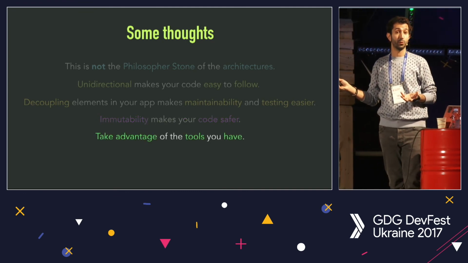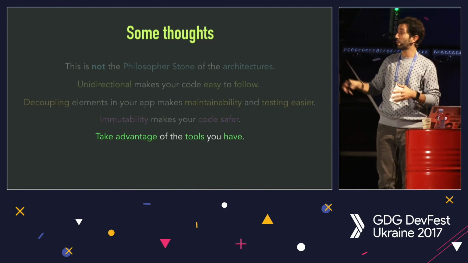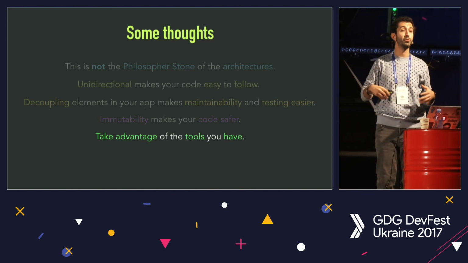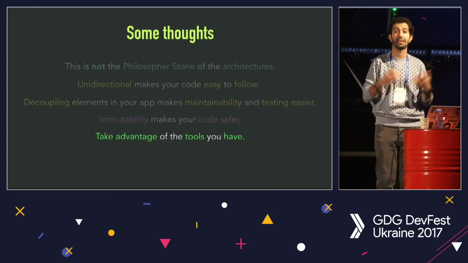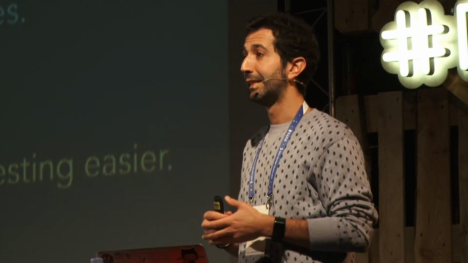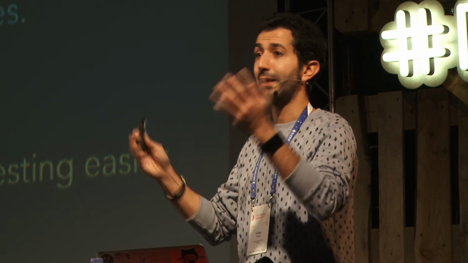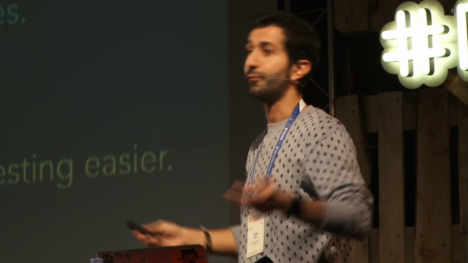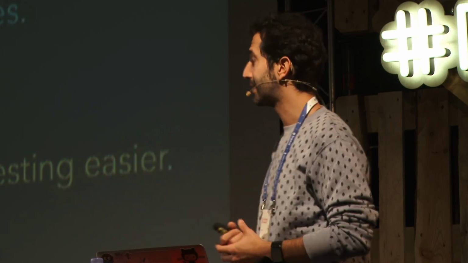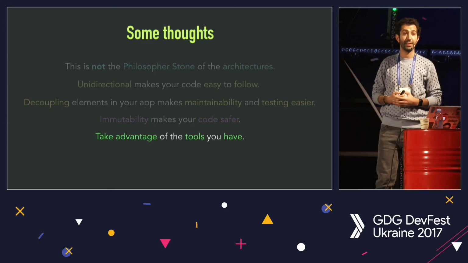I think immutability, in general, makes your code safer. Take advantage of the tools you have. With this, I wanted to say, if you are using Kotlin, try to take advantage of the programming language: of immutability, of sealed classes, or functions, or all these super cool functions that all the list has. In the future, eventually, coroutines, when they are stable. So take advantage of that.